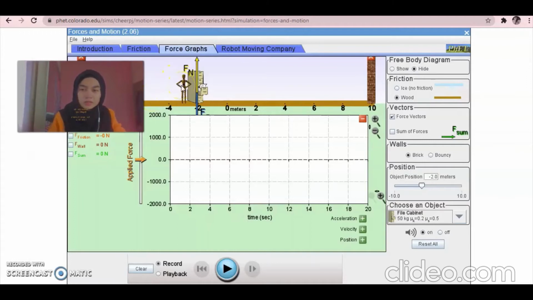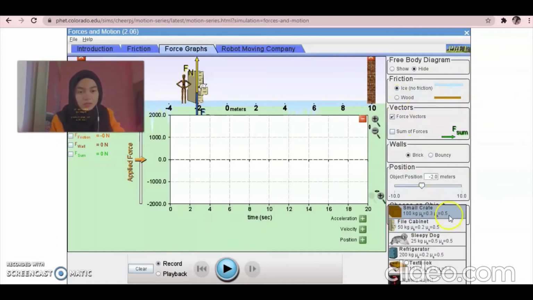For this experiment, we'll be doing the experiment 2 times, which is one to test the friction on ice surface, and the second one is to test the friction on wood surface. Start off with friction on ice surface. First, we need to change the parameter settings of the simulation. The friction we change into ice surface, which has no friction. Change the object into small crate.